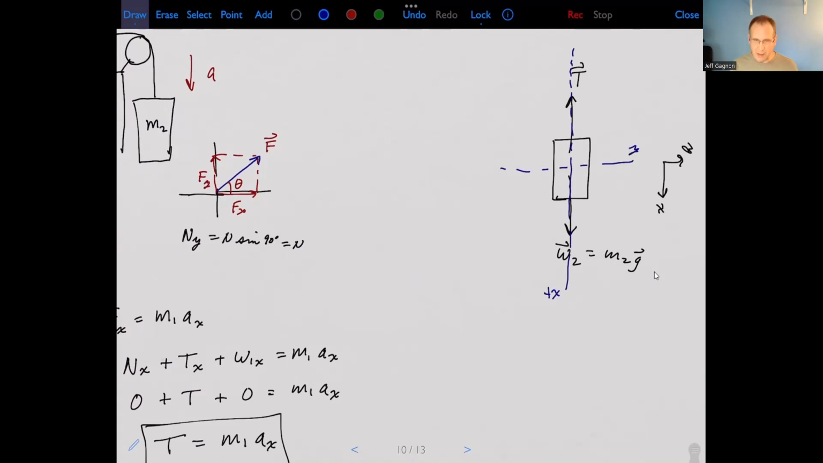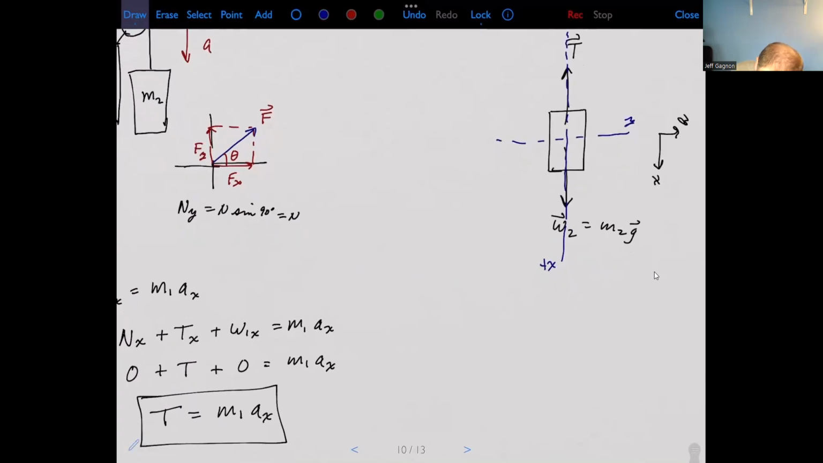You don't have to do this, but it's going to turn out to be a little easier if you do it this way. So now we're going to apply Newton's second law. Let me do the y direction first. That's the easier one. So the sum of the forces in y equals m2 ay. So I have the y component of the tension plus the y component of the weight equals m2 ay.